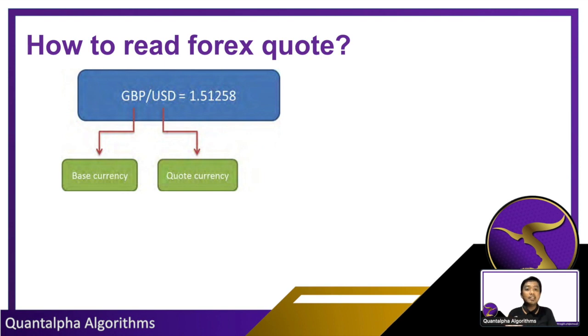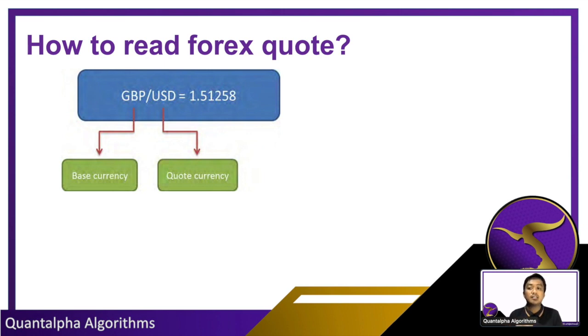Okay guys, in every forex trading that you may engage with, there will always be a forex code. And that forex code is always composed of two currencies. The first currency on the left hand side is the base currency. And the second currency on my right hand side is what we call the quote currency. So, GBP USD, for example, the base currency is the GBP and the USD is the quote currency.